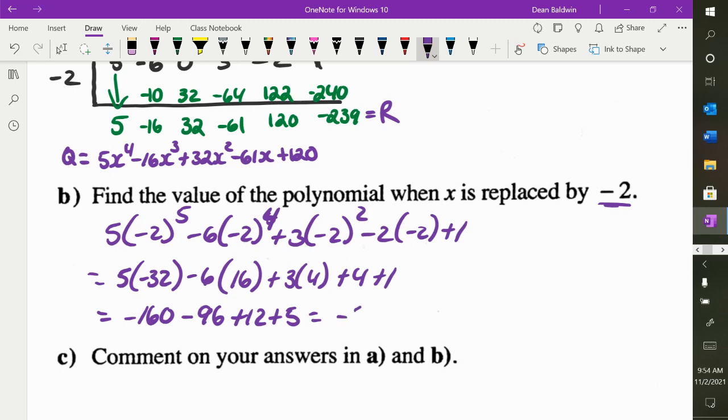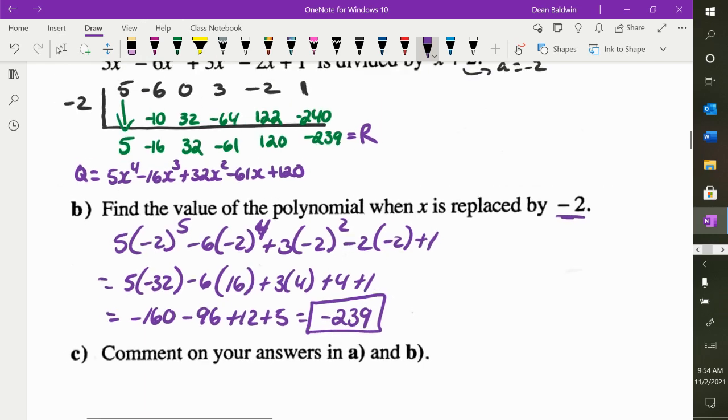What'd you get? Whoa. It's the same. You ready for the answer? It's important. It won't factor it, but it'll give you an important number. You should get -239, which is the remainder when you divide it.